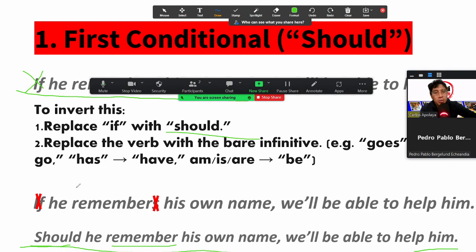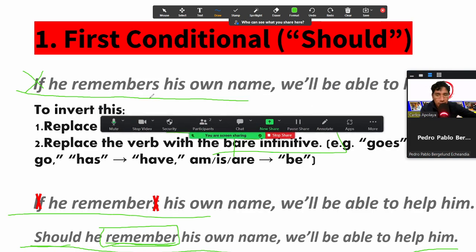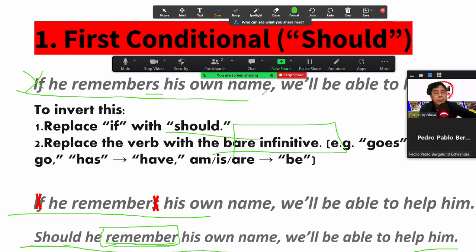Remember that you have to use the verb infinitive or the verb in the base form. Tienes que poner el verbo tal y como es, en su forma base, sin reglas asignadas. Pero aquí sí, should he? Estoy usando el remembers. ¿Quedó claro? Yes. And Carlos, what is the meaning of this sentence with should?